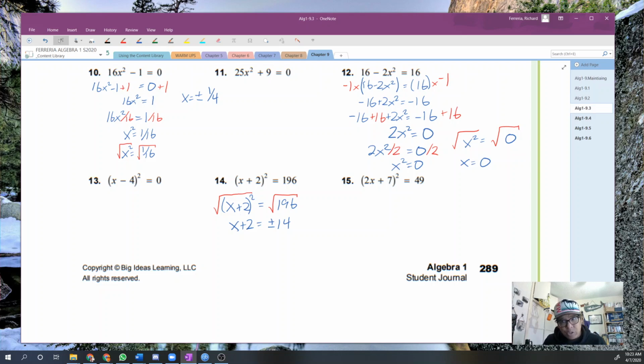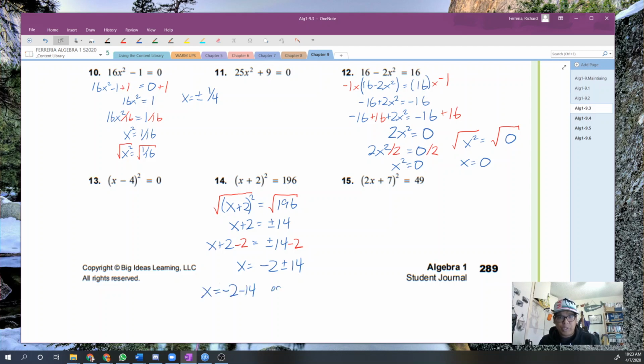The next thing to do is subtract 2 from both sides, because we are solving for x. And if I subtract 2 from both sides, I get myself this expression. x equals -2 plus or minus 14. Okay, so that's actually 2 solutions in one, written in a really compact form. So we're going to unpack that.